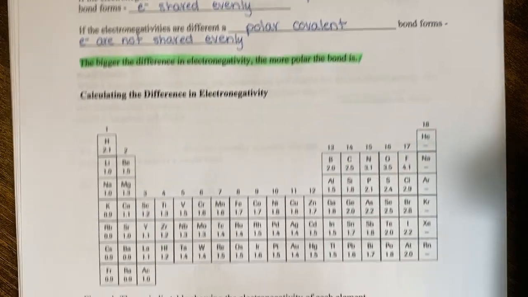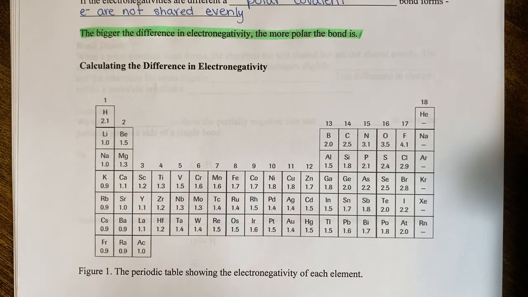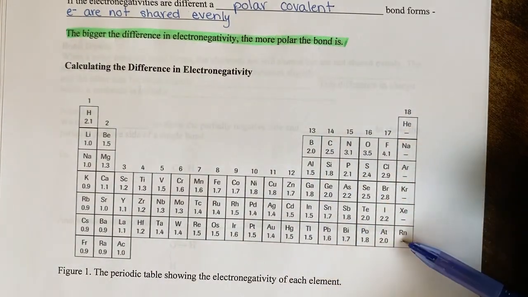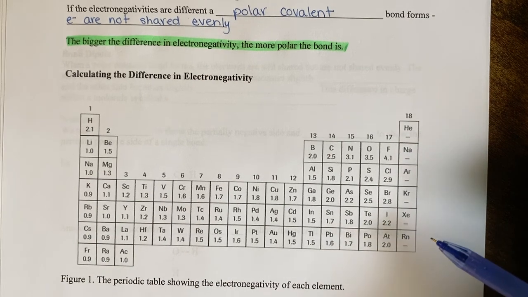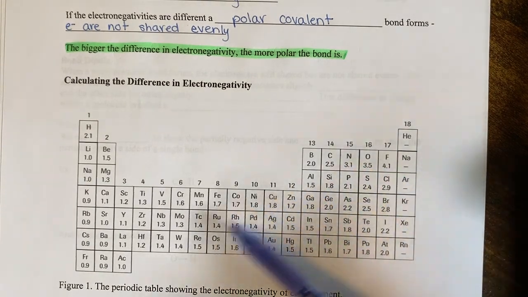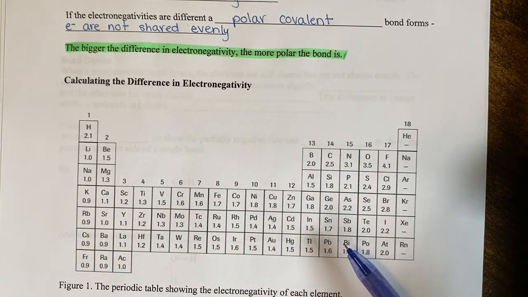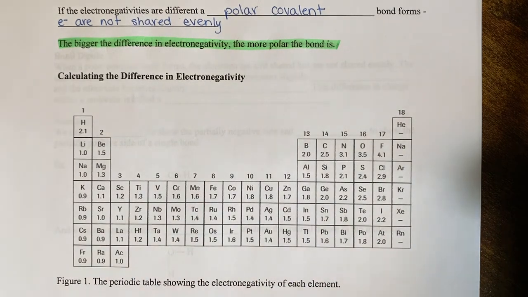Below you'll see a diagram of a periodic table showing the electronegativities of each element. You'll note that there's nothing written in for the noble gases, and it has a specific number for each element. This periodic table of electronegativities you'll find on the back of your regular periodic table, and you will always have access to that for tests and quizzes and the exam.